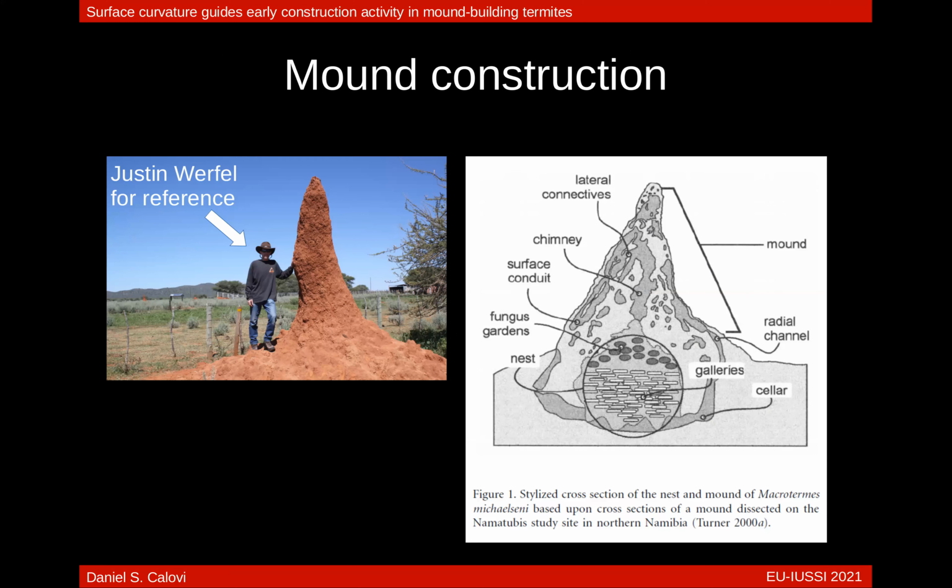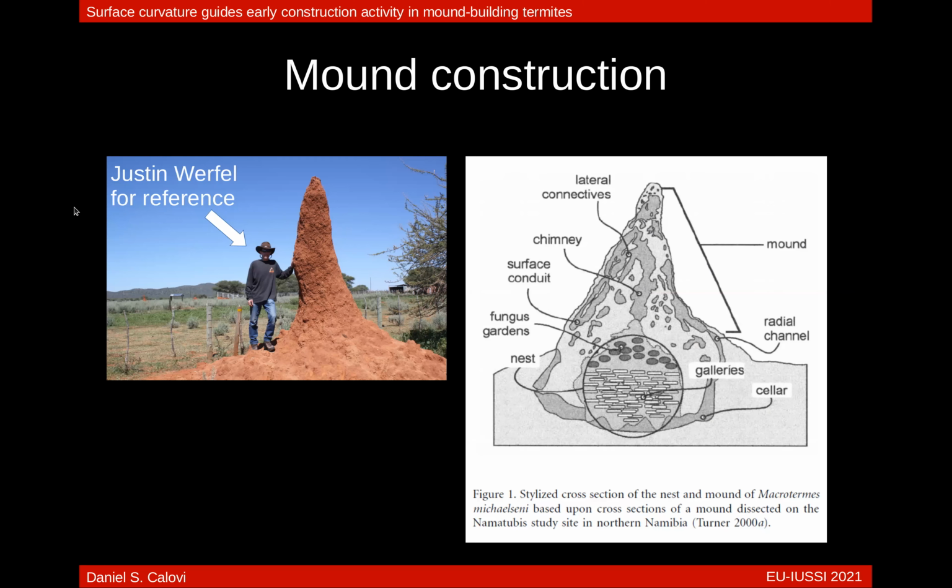I'm going to make one small comment about Macrotermes natalensis, but Macrotermes michaelseni are these termites found in Africa. We usually go to Namibia to study them, and they can create these mounds. They can reach 3-4 meters of height. Here is an example of a typical one with my boss for reference of the size.